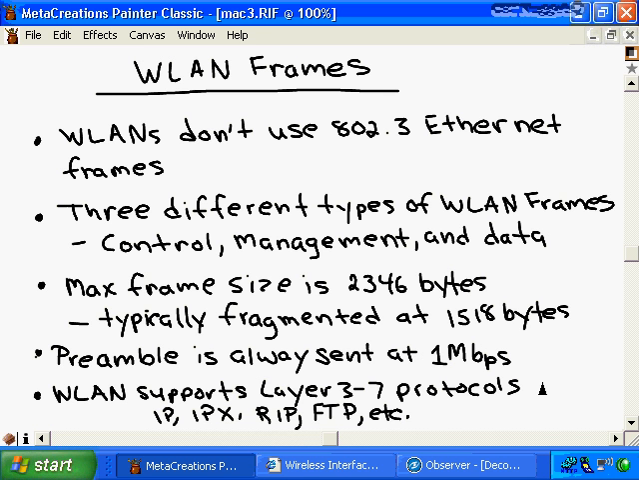These 7 layers are basically used to explain how computers are able to communicate with each other, how when you send data from the application, it gets all the way out through the physical adapter connected to your computer, whether that's Ethernet or wireless LAN or token ring, etc. So wireless LAN supports all the protocols used at layers 3 through 7 of the OSI model, such as IP or IPX, which is used with Novell networks, RIP, which is used for routing, FTP, etc. So wireless LAN devices are able to communicate with each other by passing these frames back and forth between the devices.